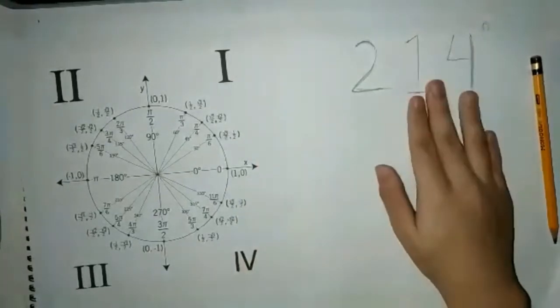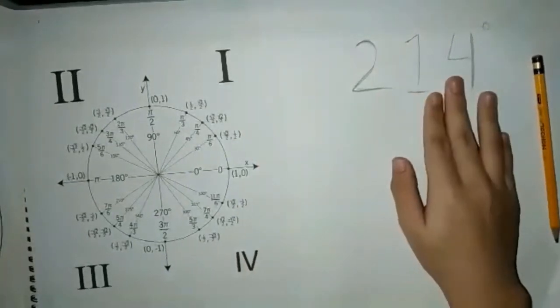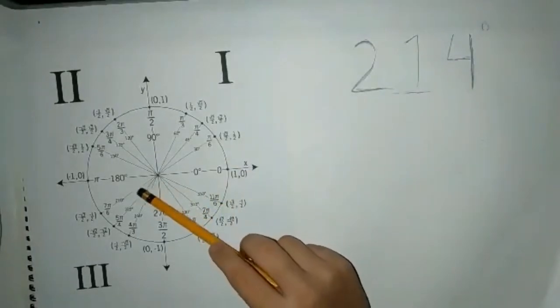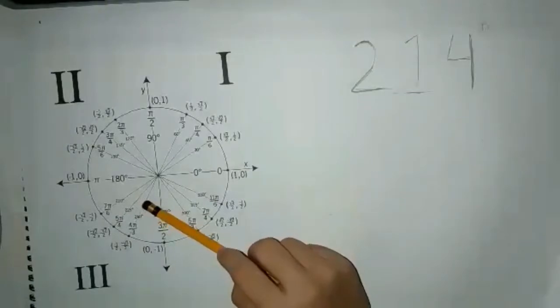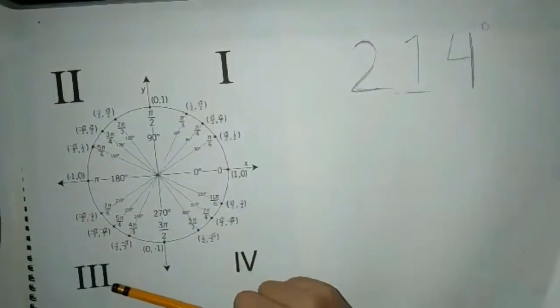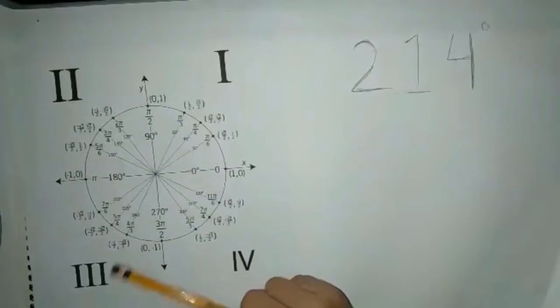Our given angle is 214 degrees, and we know that this angle is sandwiched in between 210 degrees and 225 degrees. So our given angle lies on the third quadrant. The next step is to know what formula we should use to find our reference angle.